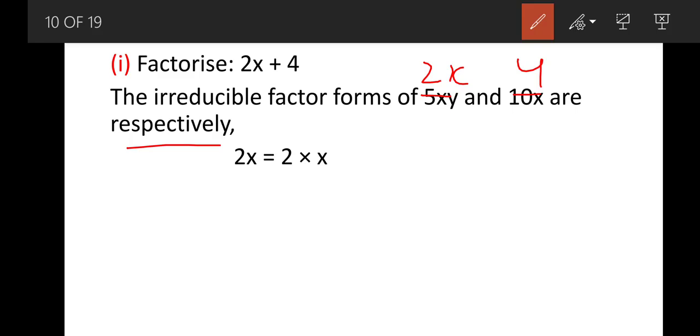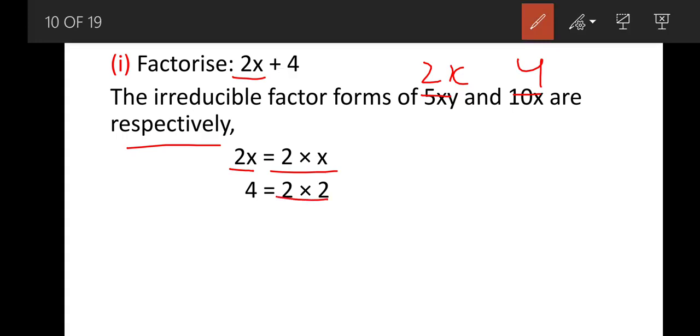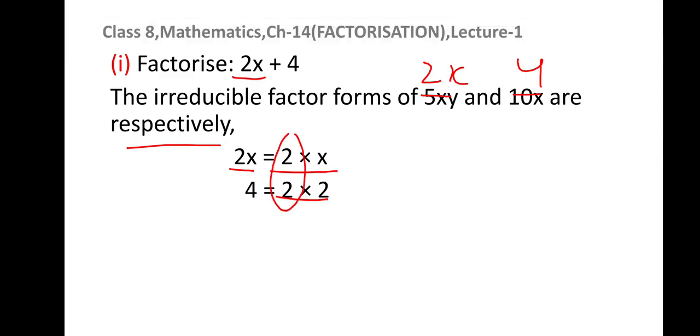First of all, I have taken the first term, that is 2x. What are the factors of 2x? That is 2 into x, we know. What are the factors of 4? 2 into 2. Now after that, as the name of the method is method of common factors, we need to take out the common factors out of all the terms. So what is common in these two terms? 2 is common.